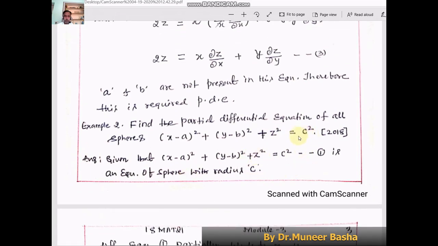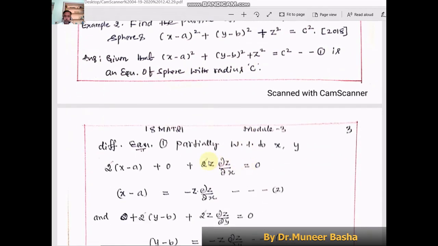So here c square will be treated as the radius of the sphere. Given that (x minus a) whole square plus (y minus b) whole square plus z square is equal to c square is the equation of a sphere with radius c. Differentiate that equation with respect to x and y separately.